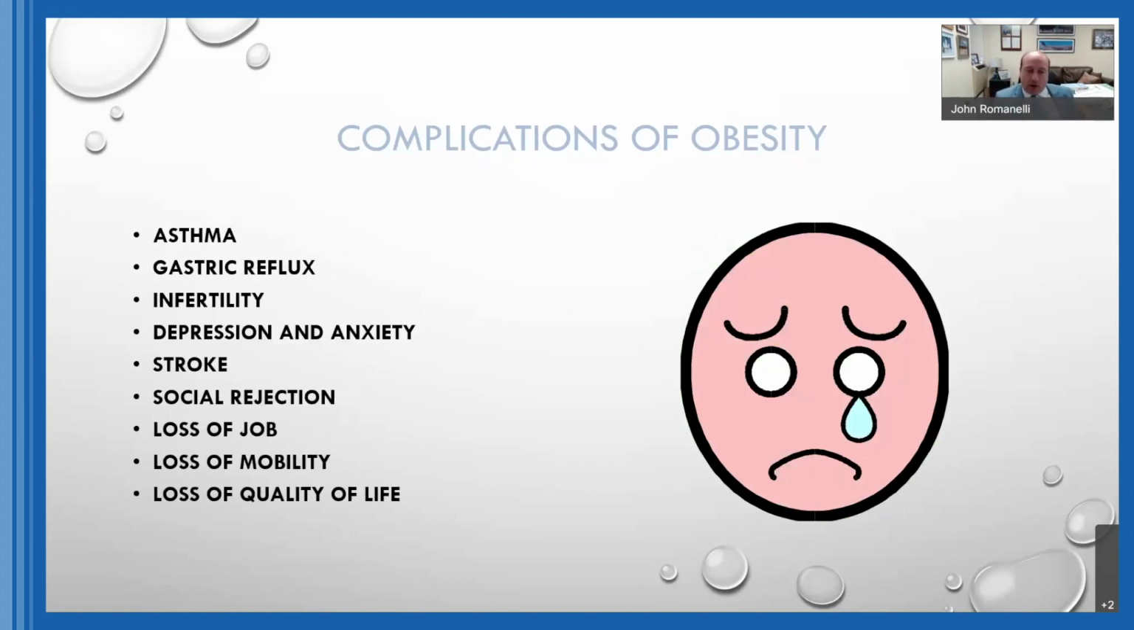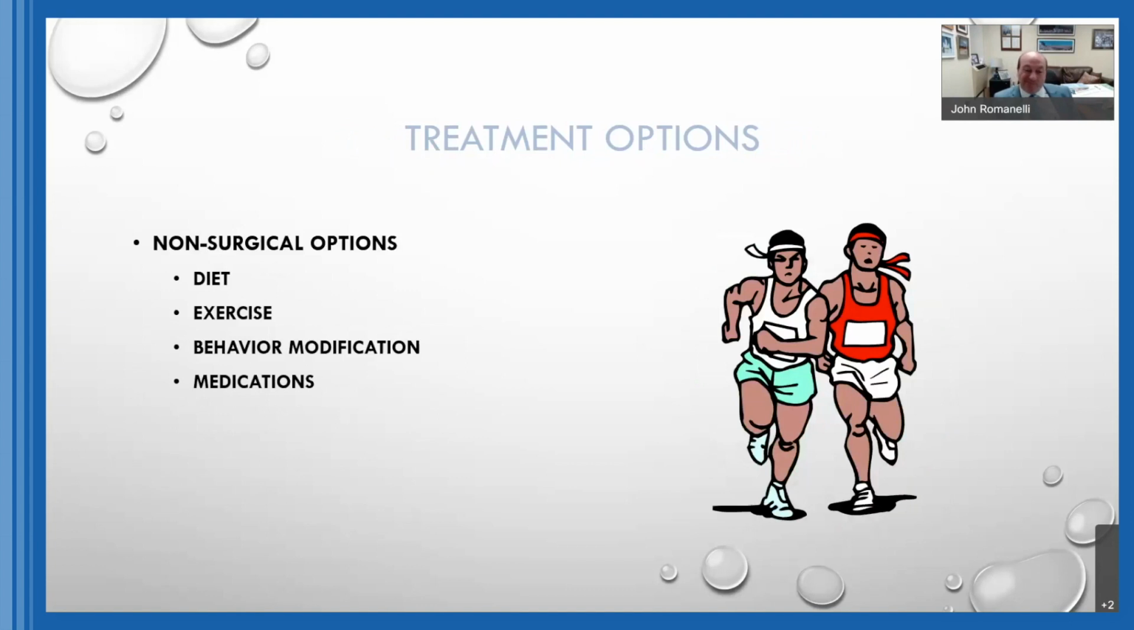And then there's what I call the hidden comorbidities of obesity. Things like social rejection, loss of jobs, or failure to get a promotion in jobs, loss of mobility, and a downturn in quality of life. So this is a staggering disease with consequences across every body system and significant psychosocial ramifications. But the treatment options, put simply, stink.